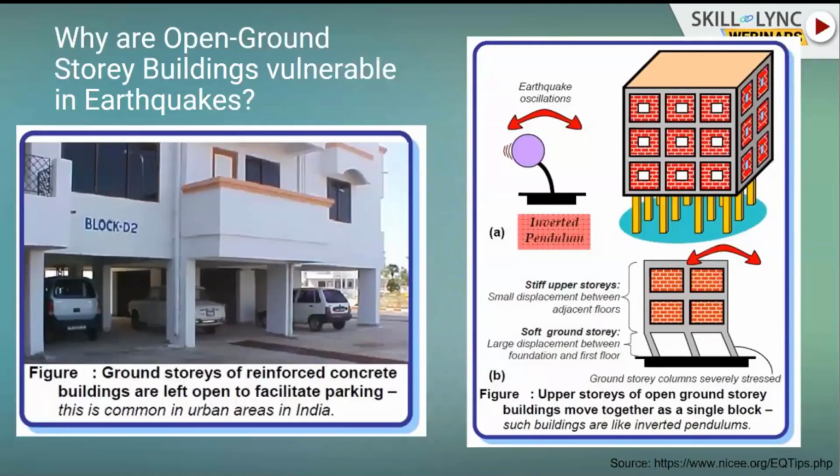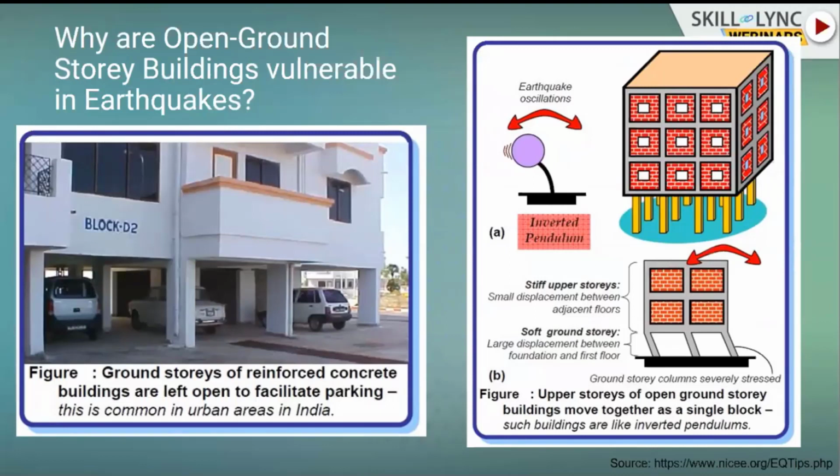Now going back to the layout of the building, open ground story, which we can see normally all over large metro cities in India. These are very economical for the builders because this provides a large parking space at the ground level, but then you have a huge mass concentrated at the top of the building.